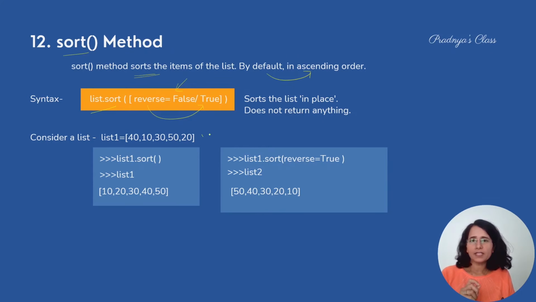So consider one list here, and I am applying the sort function on the list 1, and we printed this list 1. We got the list in the sorted order. You can see here the elements were not in order, but after applying the sort function we got the list in the proper order, that is ascending order. Now I want the list in the reverse direction, so I use this parameter reverse equals true. So the list will get sorted in the descending order, starting with the bigger number and going to the smaller number.